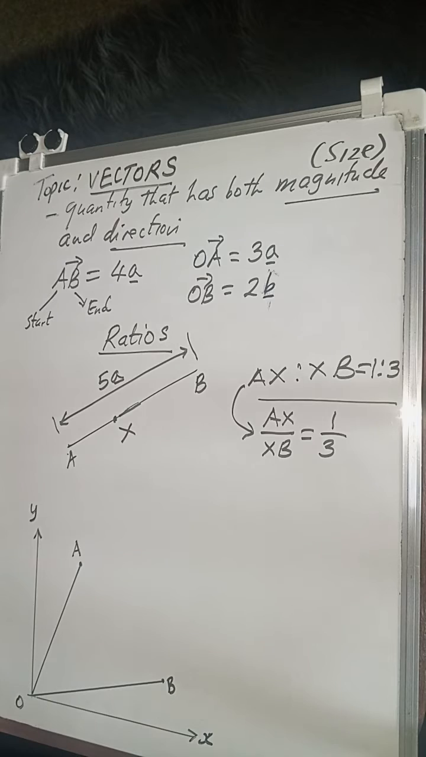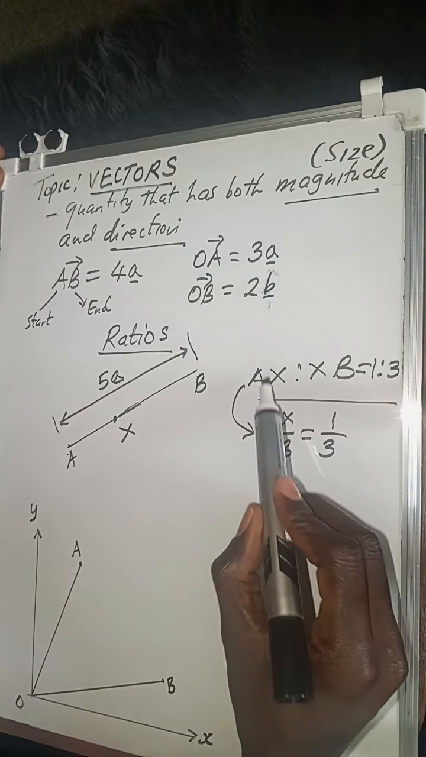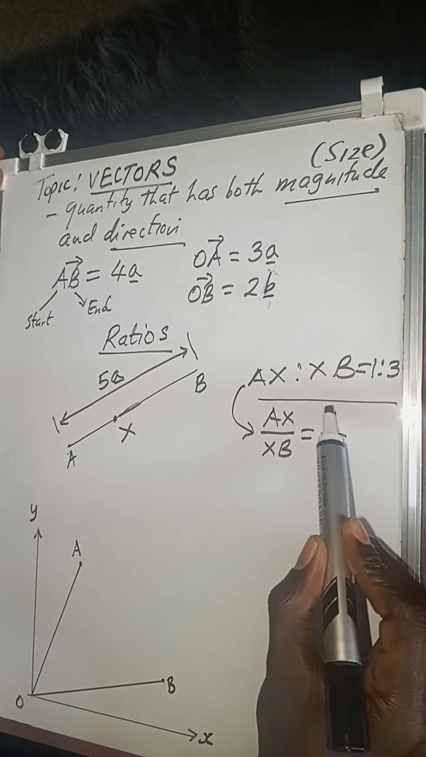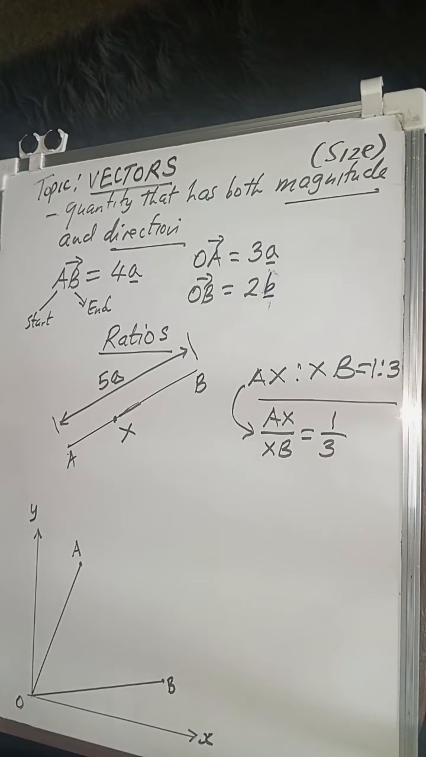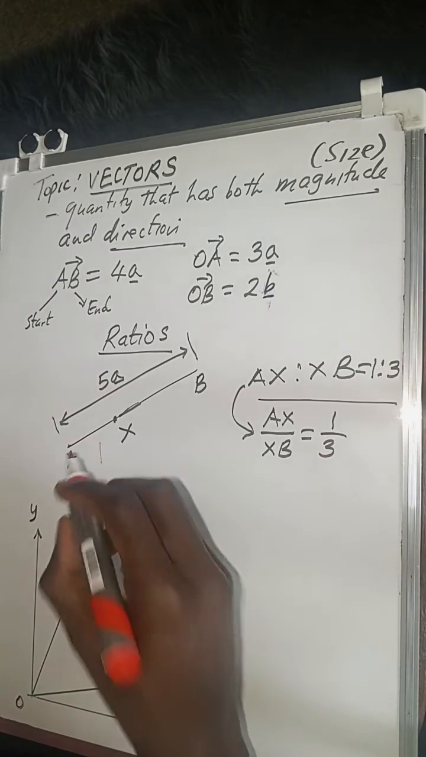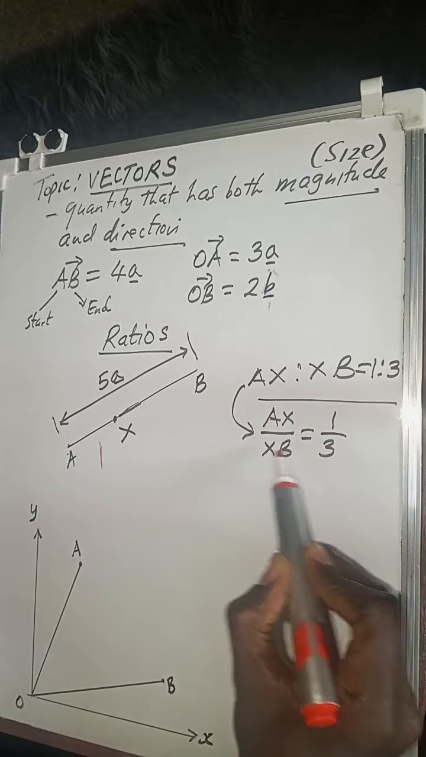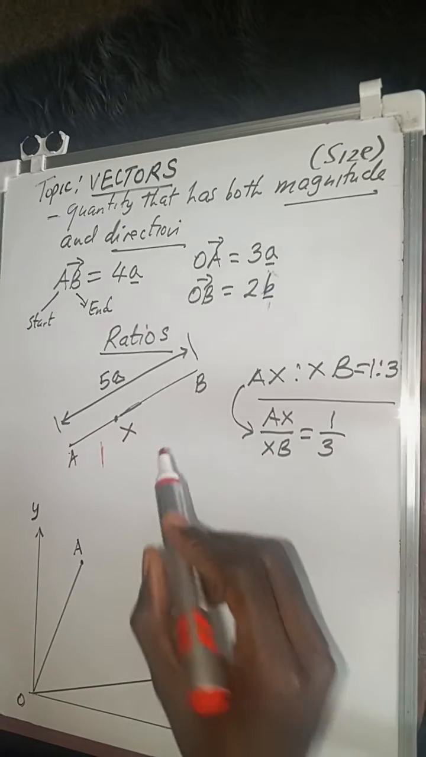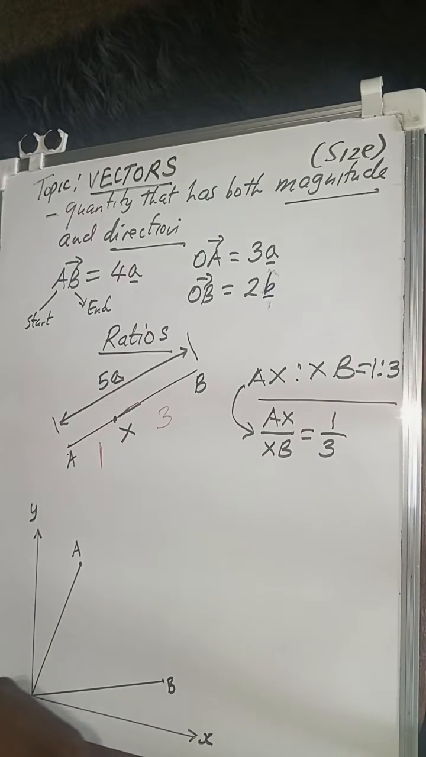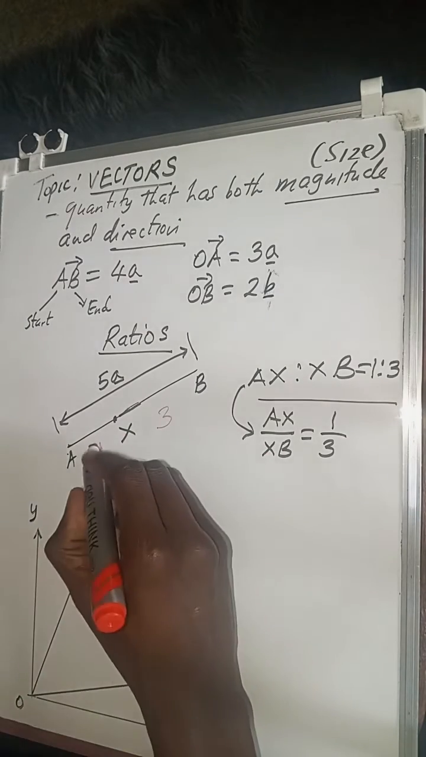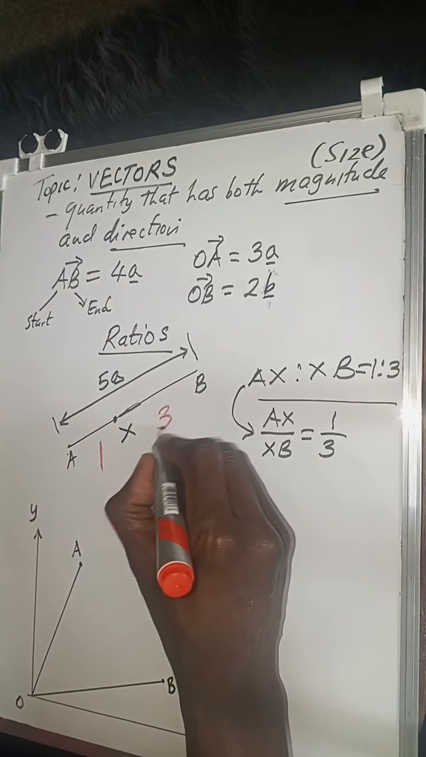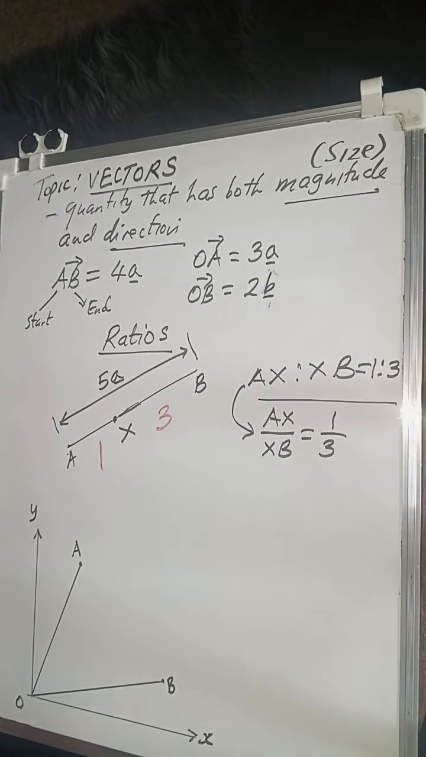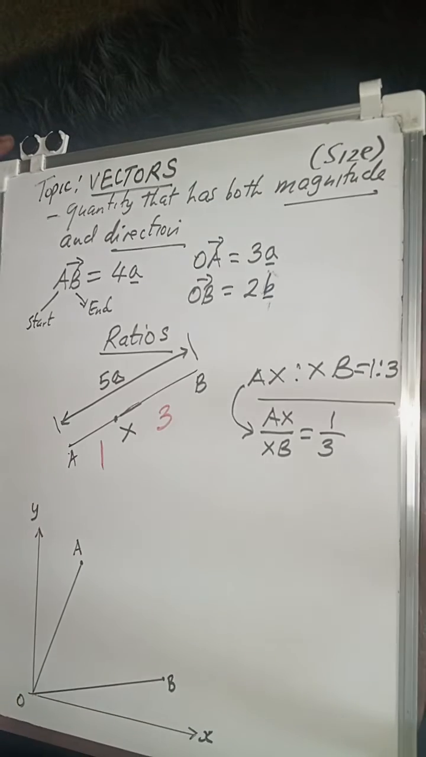So it is just the same, you don't need to get worried with that. What that simply means is that AX is represented by a ratio of 1, and the ratio of XB, meaning starting from X to B, is 3. That's what they mean. No wonder we are saying that the ratio AX to XB is 1 to 3. That is what we mean.